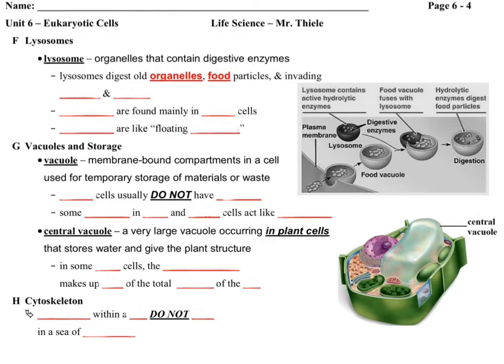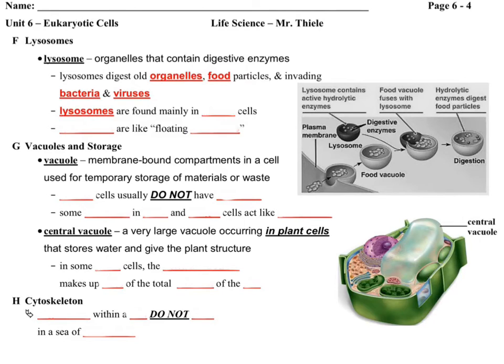They digest food particles, and also invading bacteria and viruses. This is a very important immune system function. A lot of our immune system cells, like our white blood cells, will attack invading viruses and bacteria and essentially eat them. They bring them into the body of the cell, and then these lysosomes will go to work digesting these food products or these bacteria and viruses that have been taken into the cell.